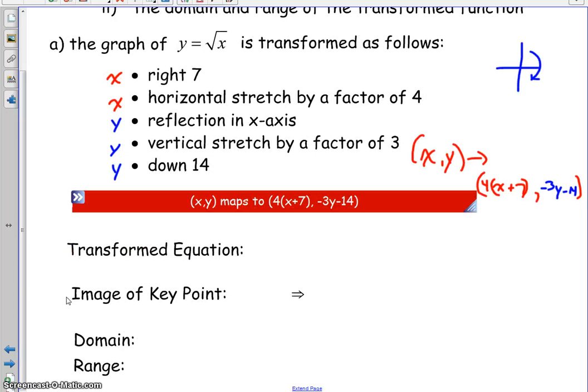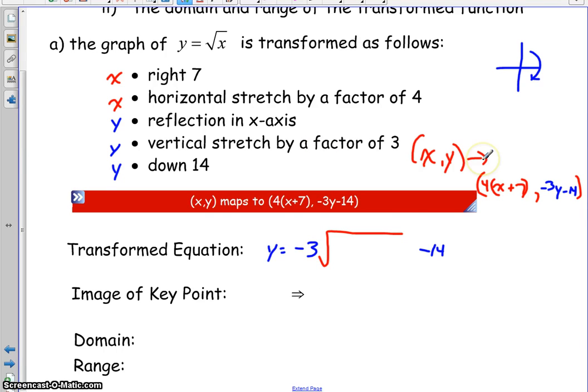Okay, so now, to get my transform function here, I can look at my mapping rule for a bit of a start. I know that it's a transformation of y equals root x, but outside the function I'm multiplying by negative 3. I'm going to subtract 14.